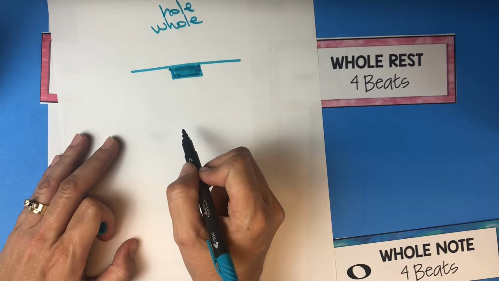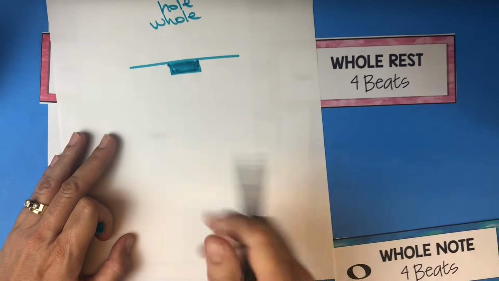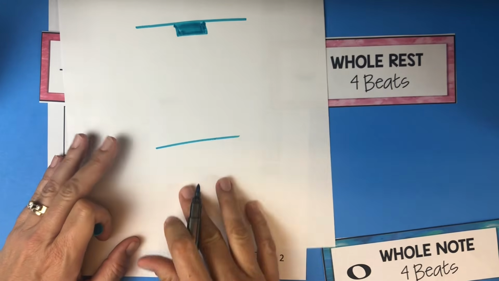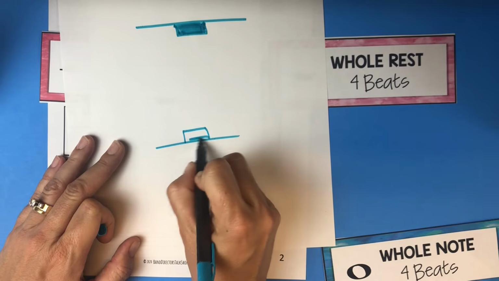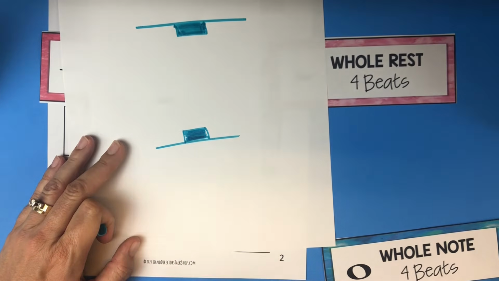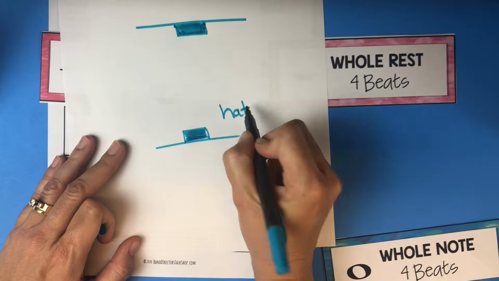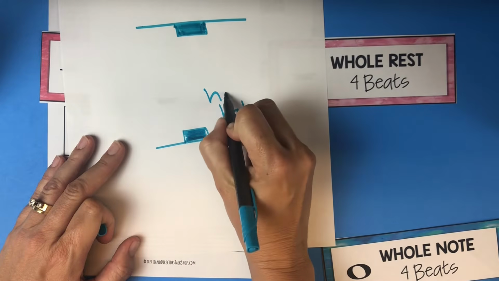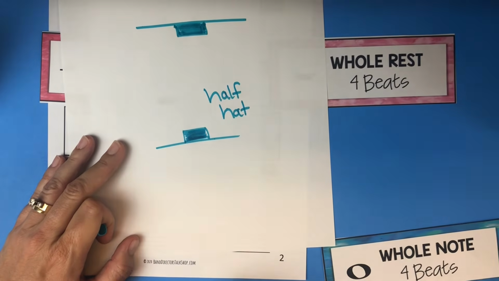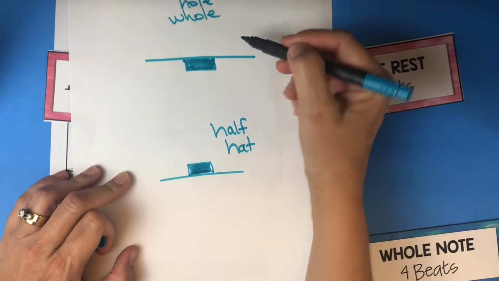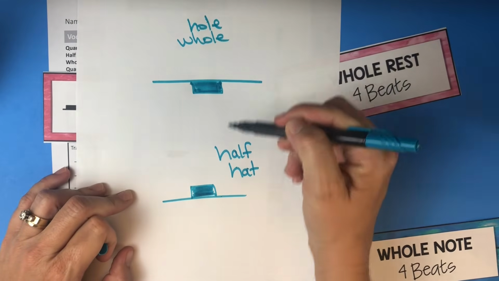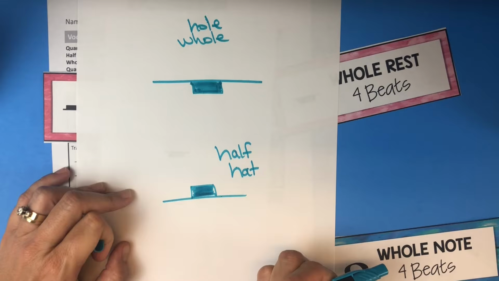It's a whole rest, okay? Or you can think of it as a half rest, and to me that kind of looks like a hat, like a top hat. So a half rest looks like a hat. So whole rest looks like a hole in the ground. Half rest looks like a hat.